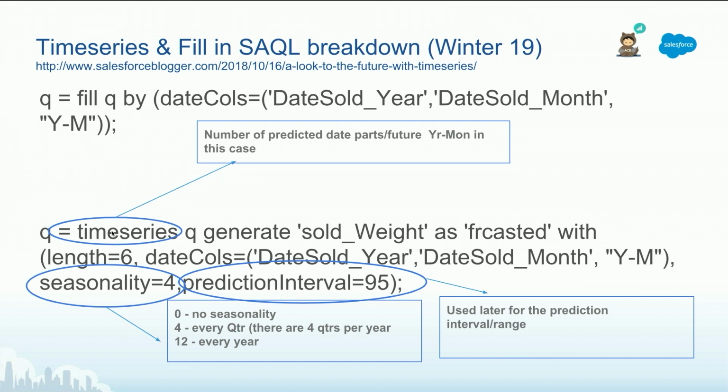So if you go to the next slide, think about this: the time series function generates a forecast number. Based on the dataset, it takes a look at the historical data. First, it generates a forecast into the future. The number of future periods is determined by length. So length equals 6. In this case, it says go ahead and generate for the next 6 months, because it's grouped by year and month. Generate for me the 6-month forecast number.